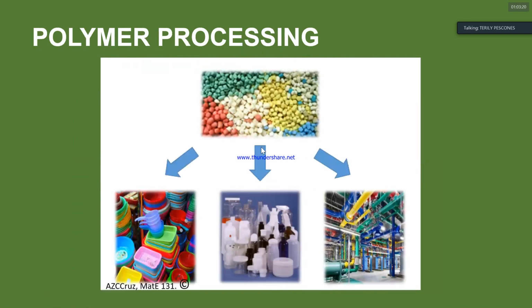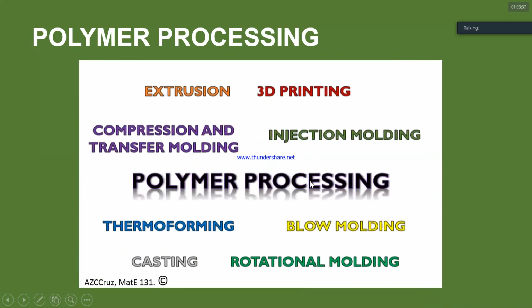Okay, so polymer processing, we go to polymer processing. Ito yung pinaka-raw material, and these are the finished products. So, tingnan nyo, magkakaiba. Ibang-iba ang kanilang itsura. Okay? So, these are now the different processes of polymer processing. So, we have extrusion, compression, injection molding, okay, 3D printing, blow molding, casting, thermoforming, okay, or rotational molding. So, ito yung mga iba-ibang processes.